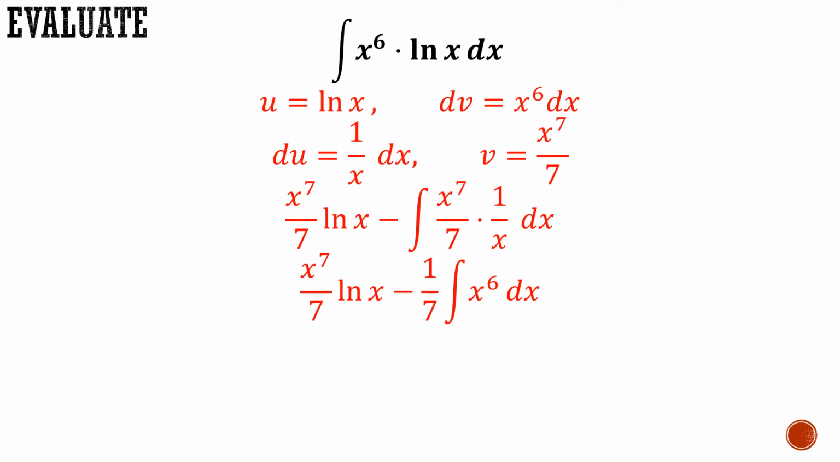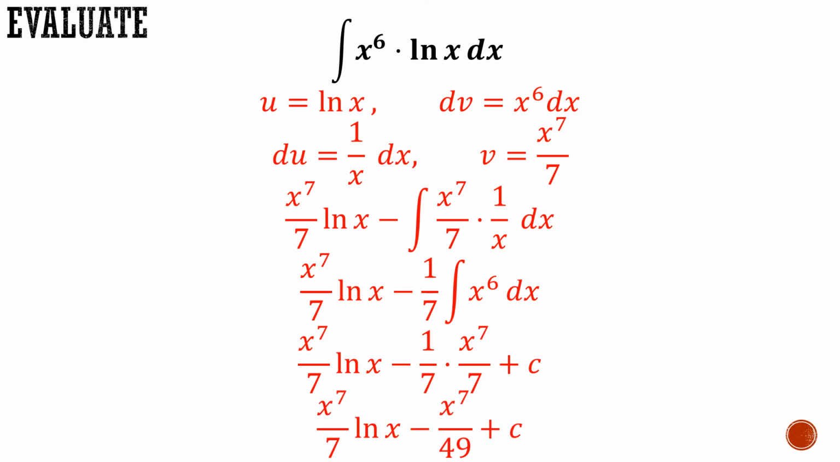Now we know the integral of x to the 6 is x to the 7 over 7, so I'm left with x to the 7 over 7 ln x minus 1/7 times x to the 7 over 7 plus c. And then cleaning that up, making it look a little bit nicer, and multiplying, I get x to the 7 over 7 ln x minus x to the 7 over 49 plus c.